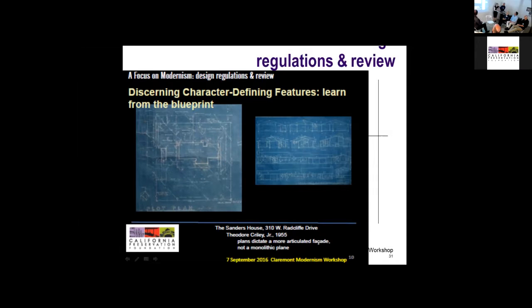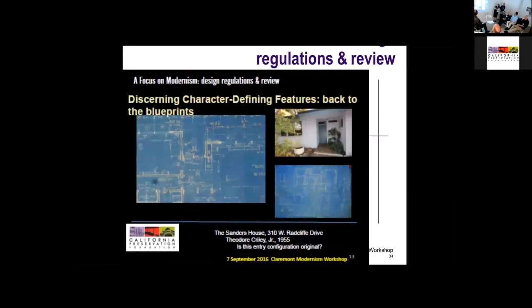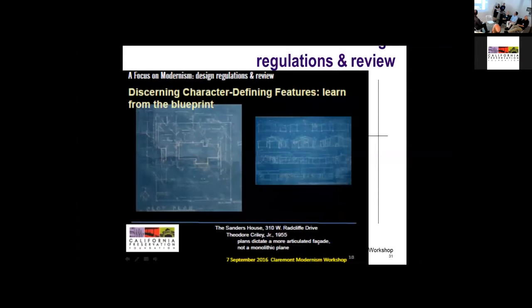And then we can turn to the blueprint, and the blueprint might show us that there was a carport there, and that there was a strongly articulated solid-void relationship between the carport and the house. That's been obliterated because people put in fences and boundaries that make it a monolithic, unarticulated facade. But you start to learn that by looking at the blueprints and getting familiar with the blueprints over time.